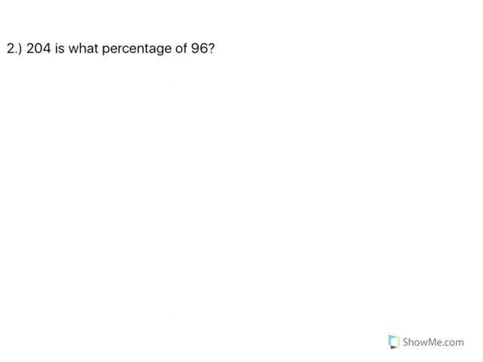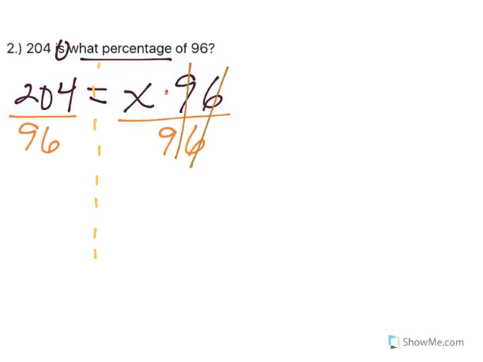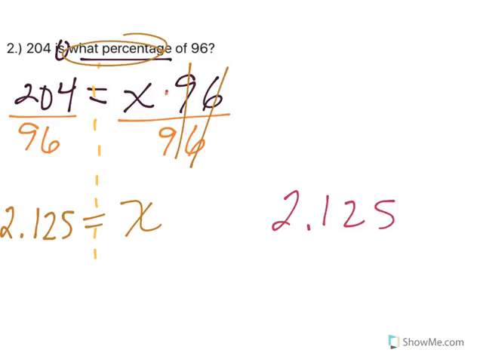Number 2, just as I see it, 204 is means equal, what percent, I don't know, of means multiply 96. So again, my equal sign chops it in half. I want to get rid of the number by the variable, and since it's being multiplied, the opposite of multiplication is division. So when I divide, these go away, and I end up with x equals 2.125. But that's a decimal. I need that to be a percent. So to turn it into a percent, I multiply by 100.